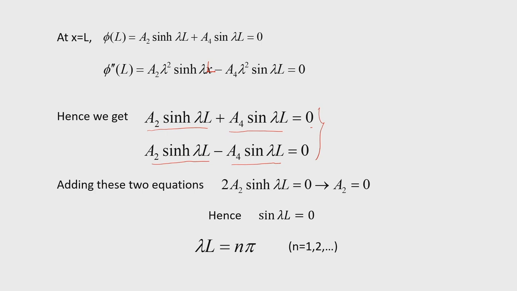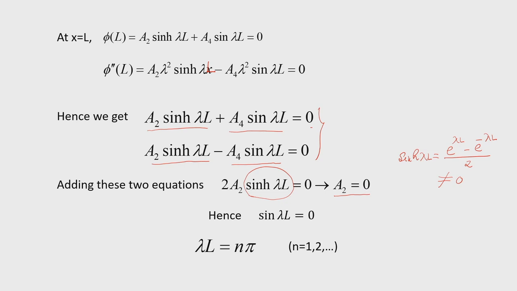These two equations, if I add, I will get 2a2 sine hyperbolic lambda l equal to 0. Now you can see sine hyperbolic lambda l is non-zero. Sine hyperbolic lambda l, if I write it, is e to the power lambda l minus e to the power minus lambda l divided by 2. Lambda is a positive quantity and l is also a positive quantity, so it is never zero. So therefore the only possibility is a2 equal to 0.